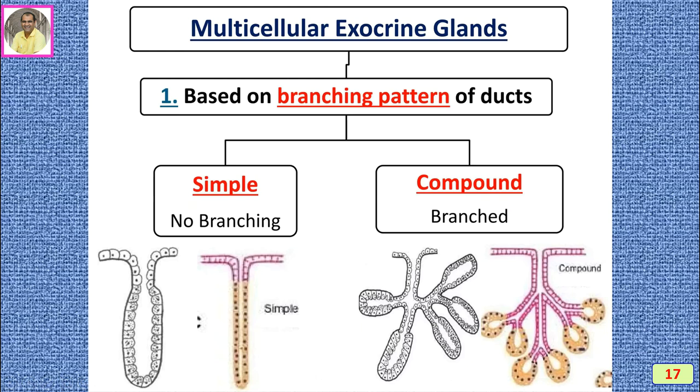The multicellular exocrine glands are classified based on the branching pattern of ducts, like the simple multicellular exocrine glands, where the ducts do not branch and which are very simple types of glands, whereas the branched glands have more acinar structures and branch like this.